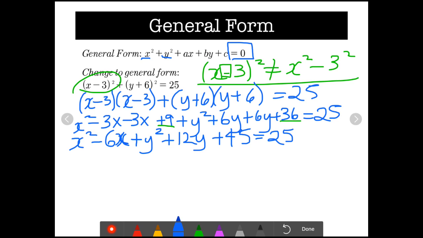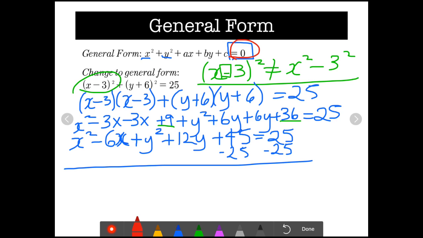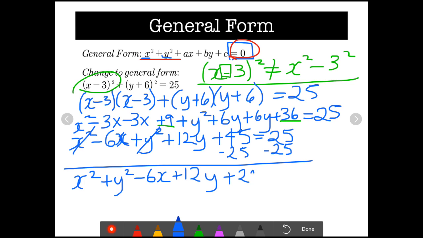Okay, and then since we want the 0, as we remember right there, we're going to subtract the 25 from both sides, minus 25. And the other thing to notice is that in the actual formula, the x² and the y² go first. So I'm going to rearrange everything on this side. So it's going to be x² + y², so those two are gone, and then - 6x + 12y. And 45 - 25, that's just 20, = 0. And that would be my answer.